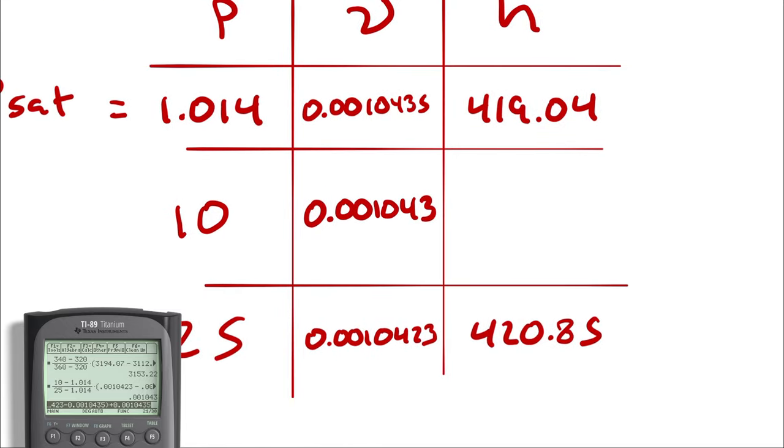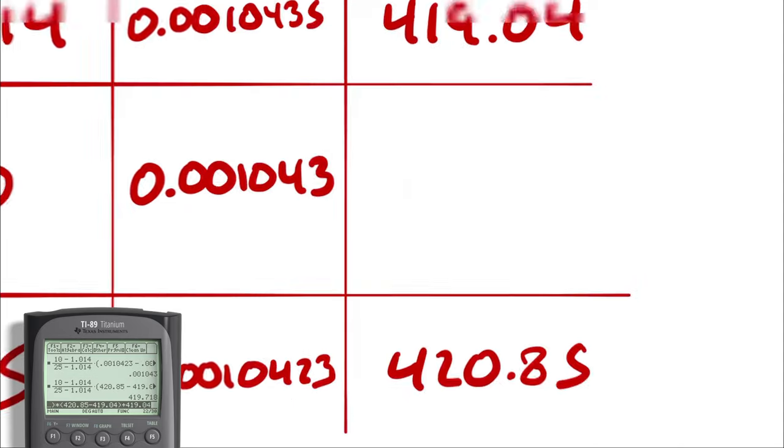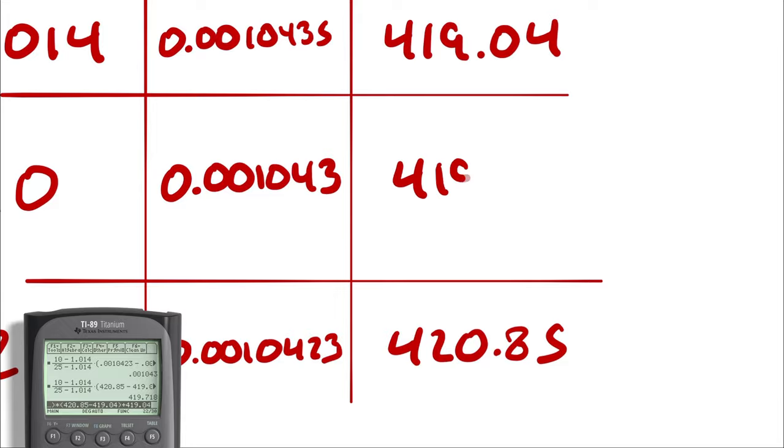We can complete the same interpolation for enthalpy. Probably faster for me to just start this over, as opposed to scrolling up. 1.014, multiplying by. So 420.85 minus 419.04 plus 419.04 yields an enthalpy of 419.718. 419.718.